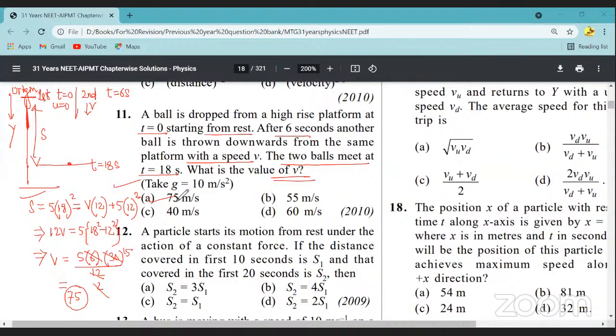Is everyone clear? Raise your hand. How many of you are clear? Ask me any question if you have. See, for the second ball, instead of t as 18, I am putting t as 12. You understand why? Because it started at 6 seconds and now the time is 18 seconds. So it has traveled for 12 seconds. So when we write s equal to ut plus half at square, there the t is for the traveled time.